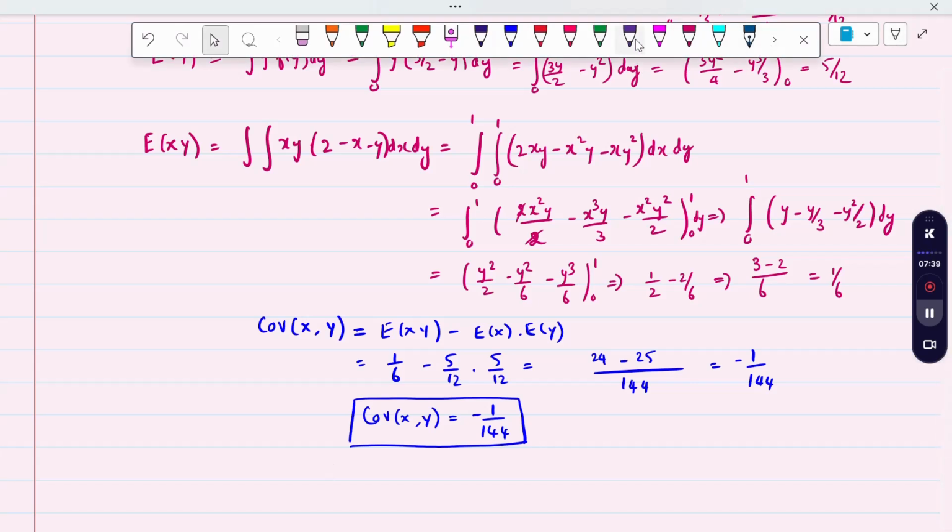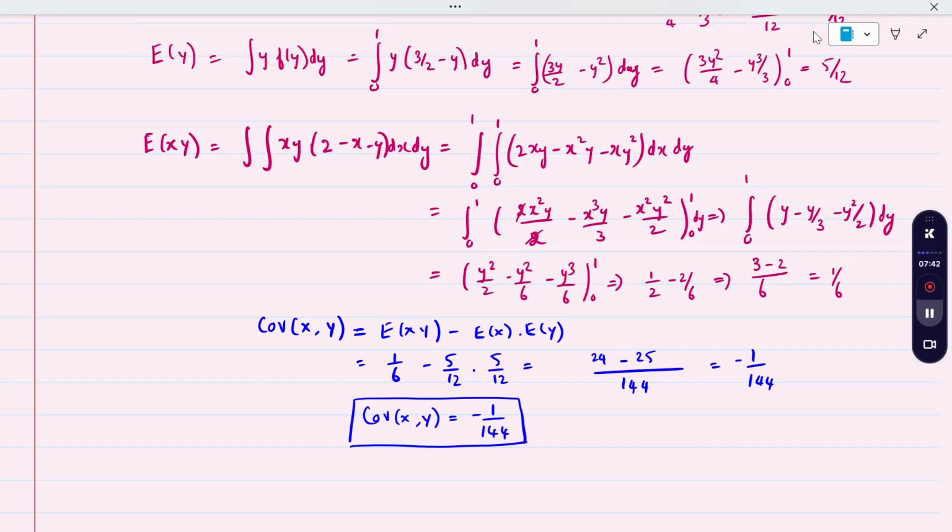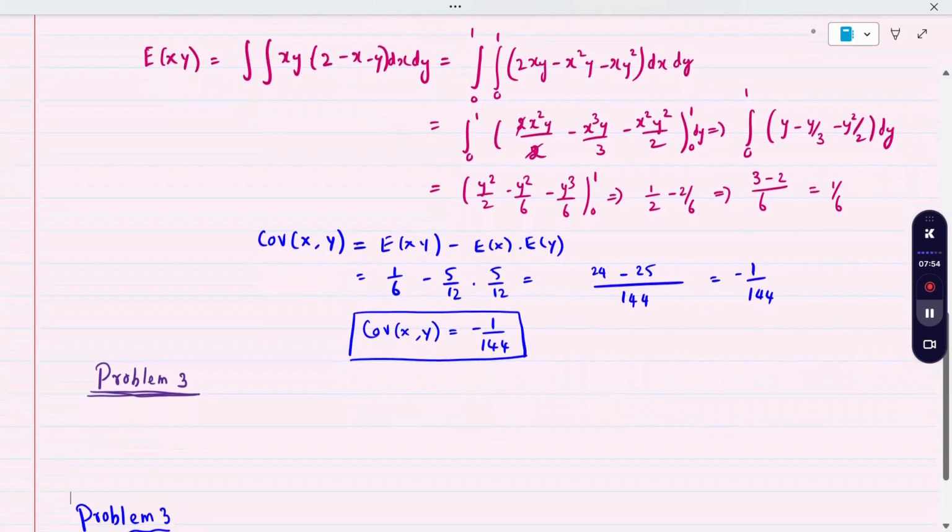This is our last topic in the covariance, problem 3. It is not to be a discrete, not to be a continuous, okay, but a different way. Covariance can be asked like this also. So what does the question mean?